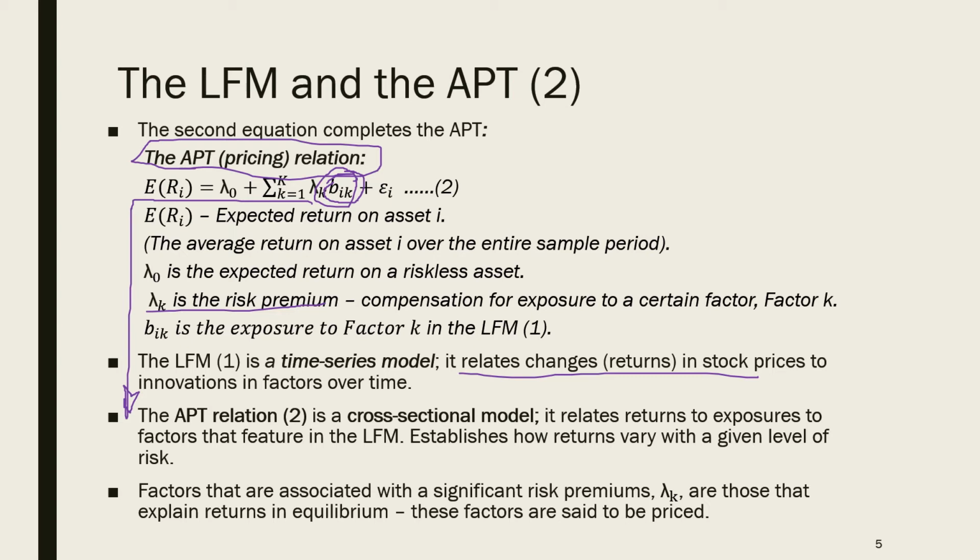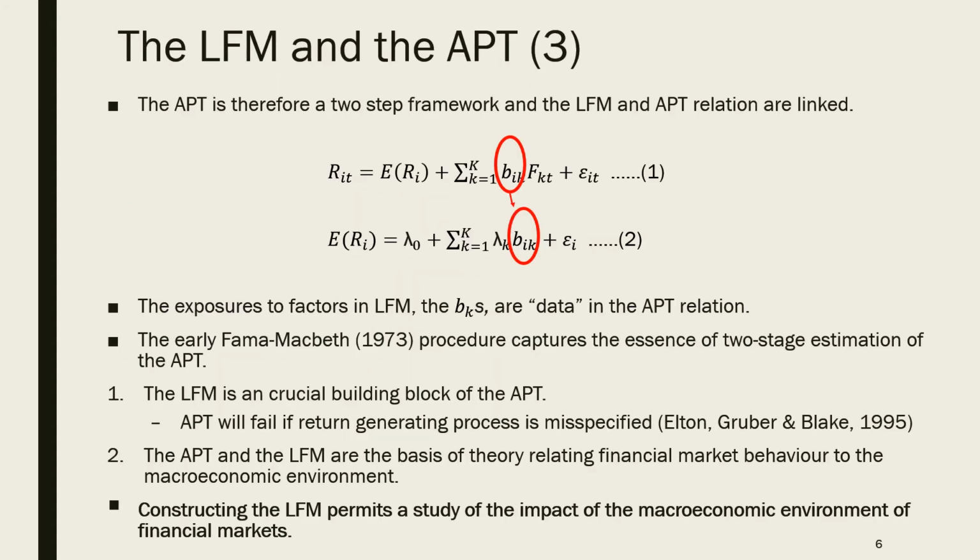And then what we say is that factors associated with a significant risk premium are those that explain returns in so-called equilibrium. Now, it is important to realize that the APT, the arbitrage pricing theory, is a framework. A framework conceptualizes this idea that asset prices respond to multiple sources of information, not a single source of information as proposed by the diagonal model. The linear factor model and the APT model, so this is the linear factor model and this is the APT model, are linked.